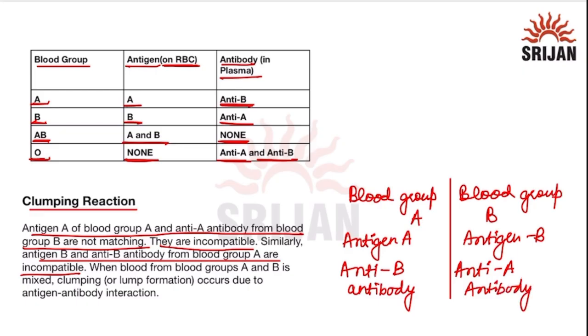If we give blood group A to a blood group B person, the antigen A will react with the anti-A antibody. So these two are incompatible. Similarly, if we give blood group B to a person with blood group A, antigen B will react with the anti-B antibody. So when blood from blood groups A and B are mixed, clumping or lump formation will take place due to the antigen and antibody reaction. If different blood groups are mixed, it will lead to the clumping reaction due to the antigen and antibody interaction.